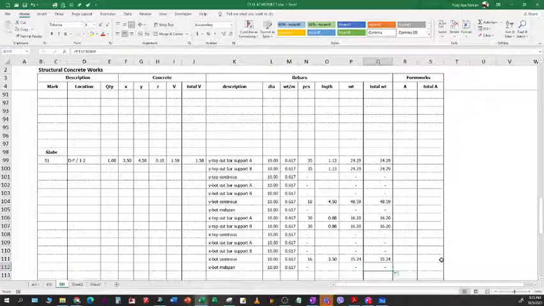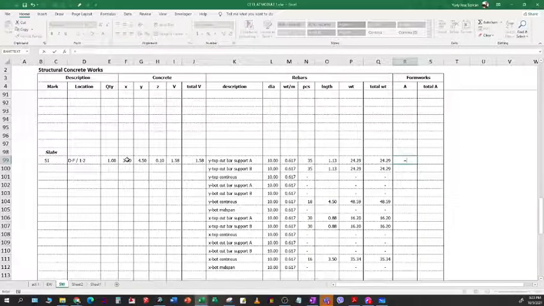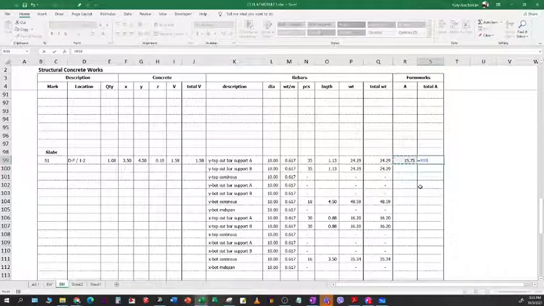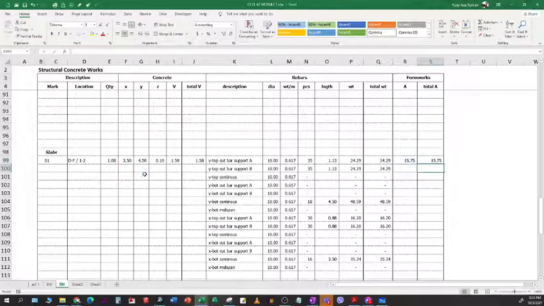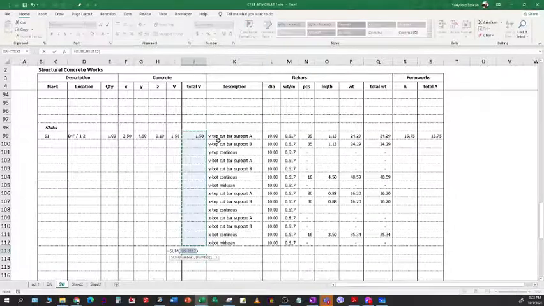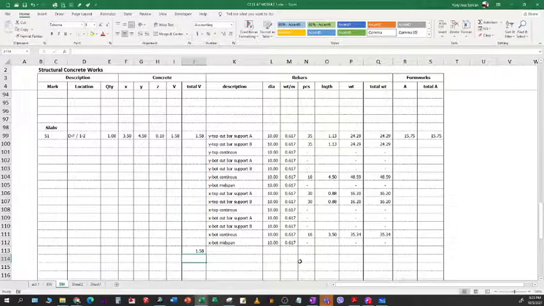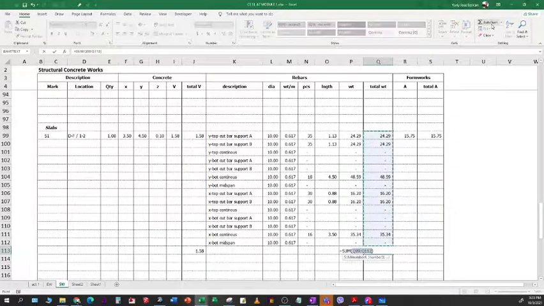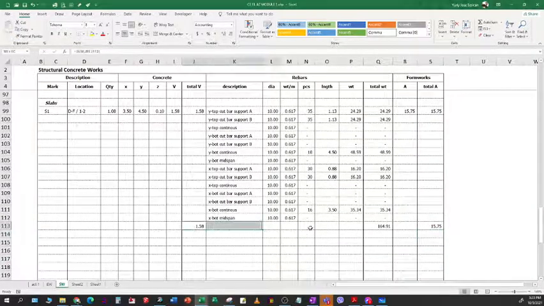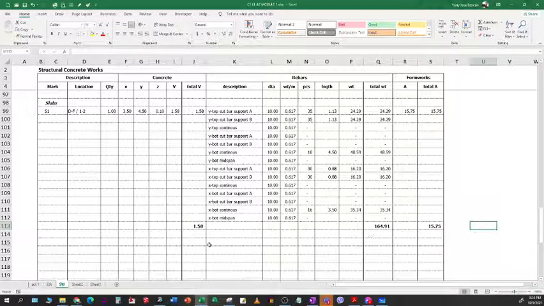Alright, and as to the formworks, we just have to measure the surface area. So the surface area is 3.5 times 4.5, and then for the total area, you have this one times the quantity. Okay, so you now have the total volume. Let's drag the formula down below, or add the formula here to have the totals. And then total weight 164, and the total formworks is 15.75. Now, why are we trying to get the total? Because from the total, we will get the statistics. Here, the volume is 1.58, and then the total weight of rebars is 164.